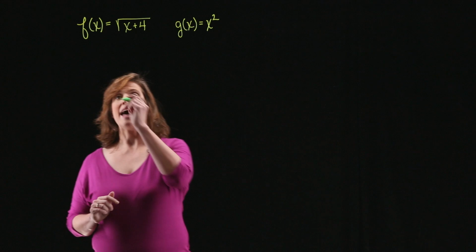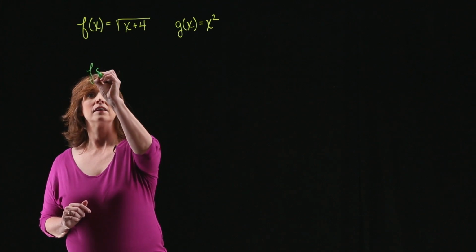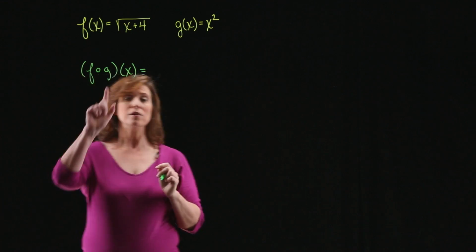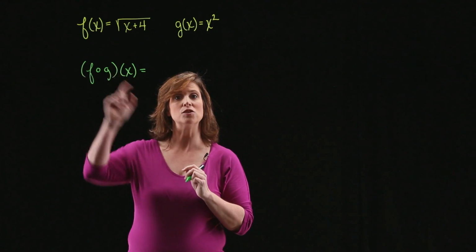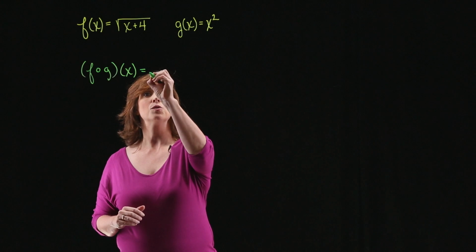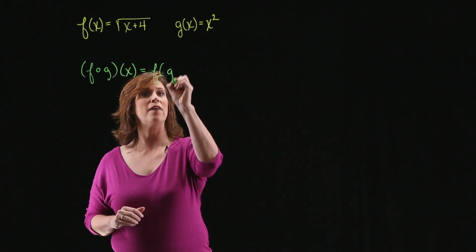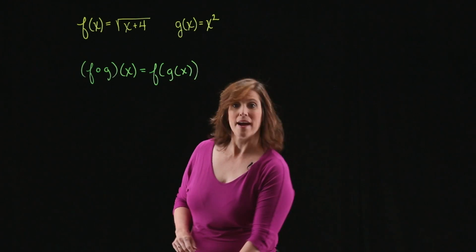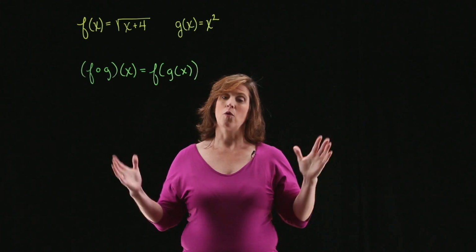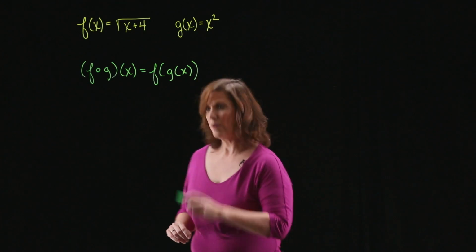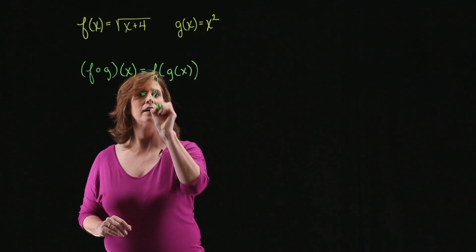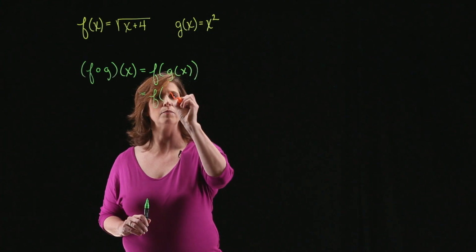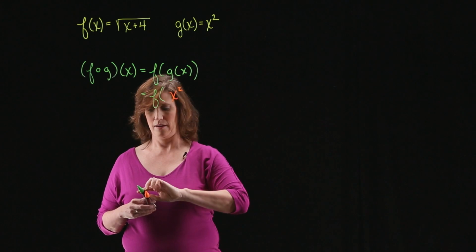I'll begin by looking at f of g of x. Using this notation, I can see that the g is going to be my inside function. So I can also write this as f of g of x. Notice it's said the same way. All right, I'm going to begin from the inside and work my way out. So I have f of g of x. Now g of x I know is x squared, so I'll replace that with an x squared.